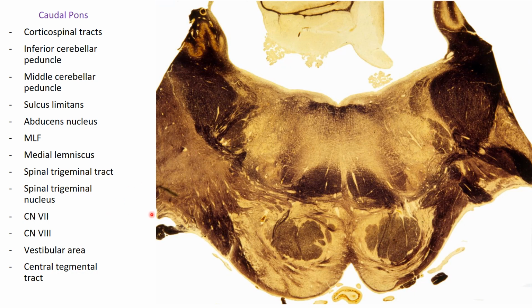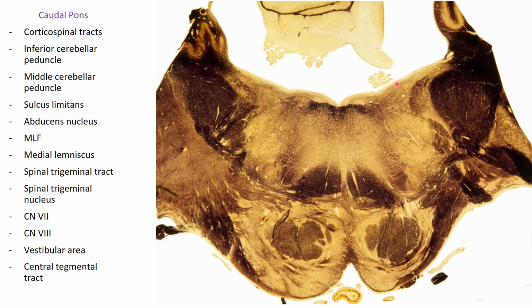And here we're going to be able to see two cranial nerves leaving the brainstem. So the first is going to be cranial nerve 7. The facial nerve is going to be exiting right here. So that's the facial nerve exiting the brainstem. And then you're going to have cranial nerve 8, the vestibulocochlear nerve, exiting the brainstem as well.